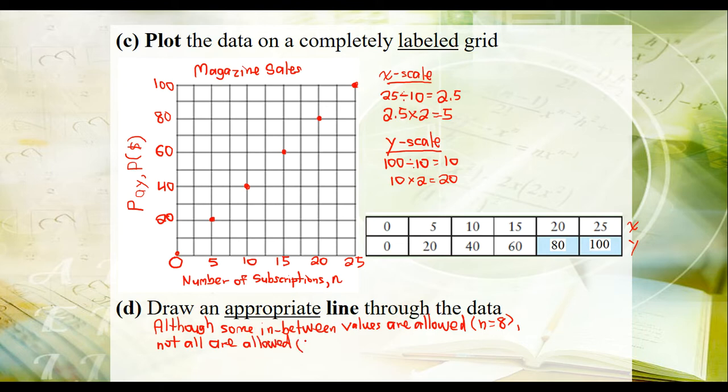So for example, you cannot have n is equal to 7.5. You're not going to say to the person you're trying to sell the magazine to, hey, can I rip the magazine in half and just give you 1/2 of it? No, you're going to sell the whole thing. Okay, so because of this, it means that the data is discrete. And if the data is discrete, we're going to draw a broken line.